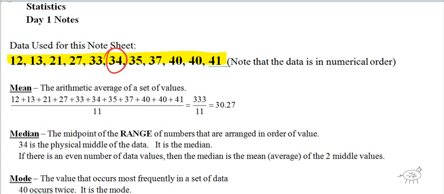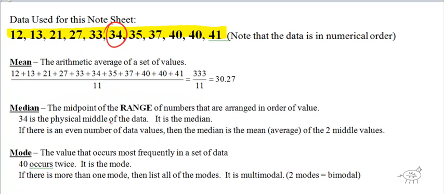Okay. The mode is the value that occurs most often in a set of data. In this case here, 40, right? 40 occurs twice. Nothing else occurs twice, so that's the mode. If there's more than one mode, then you list all the modes. Pretty easy. And then we call that multimodal. So 2 modes is bimodal, 3 modes, trimodal, etc.